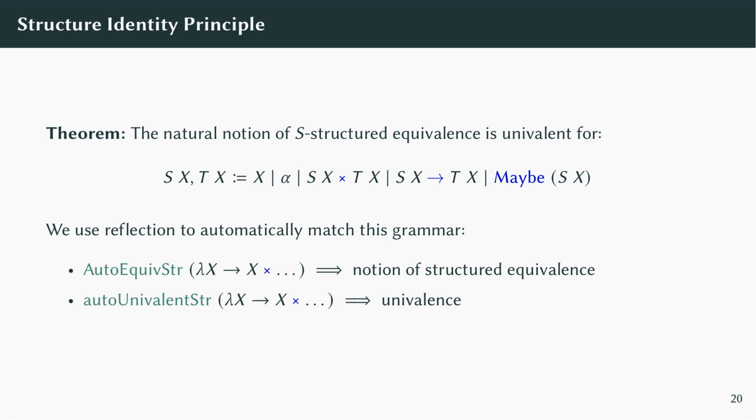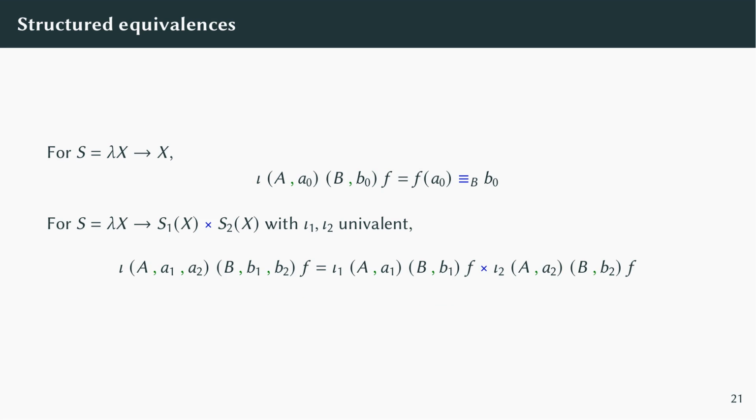Then, the structure identity principle says that the natural notion of S-structured equivalence is univalent for a wide range of signatures, including all the signatures built up from this grammar, like elements of the carrier, constant types, products, functions, and maybe. We use the reflection machinery in Agda to automatically match structures against this grammar and return for a particular structure the appropriate notion of structured equivalence and a proof that it's univalent. These proofs are built up compositionally by looking at the structure of the structure.